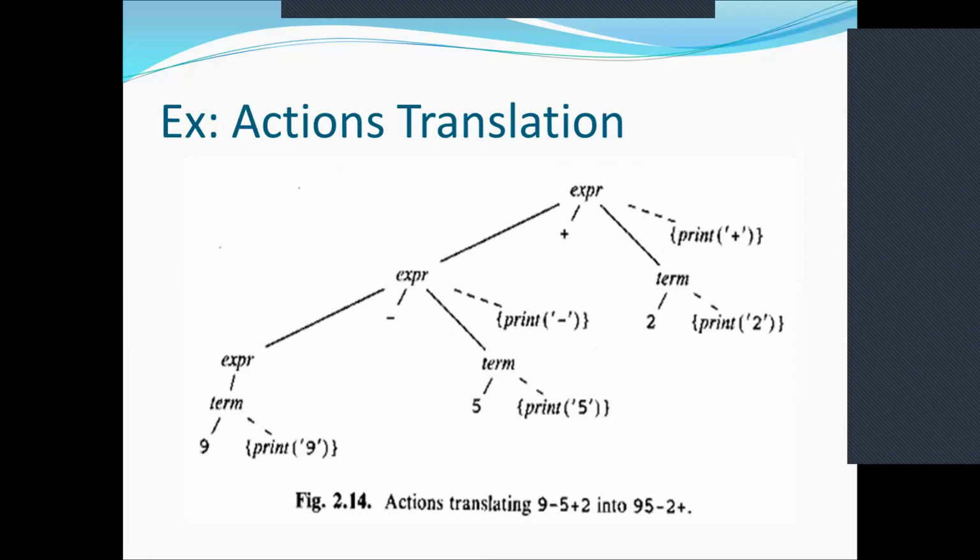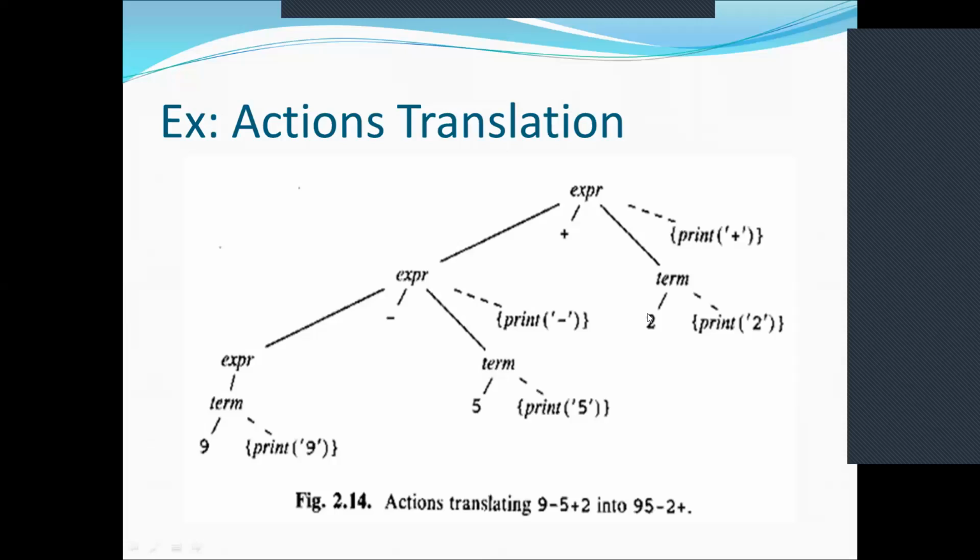So now you can see we had a tree. If you remember, earlier we had a tree for 9 minus 5 plus 2. What was there in the tree? There was an expression. There was another expression. There was an expression which was 9. Then there was another expression. Here there was minus, and in this there was an expression 5. Then plus, then 2. This was the thing we had earlier.